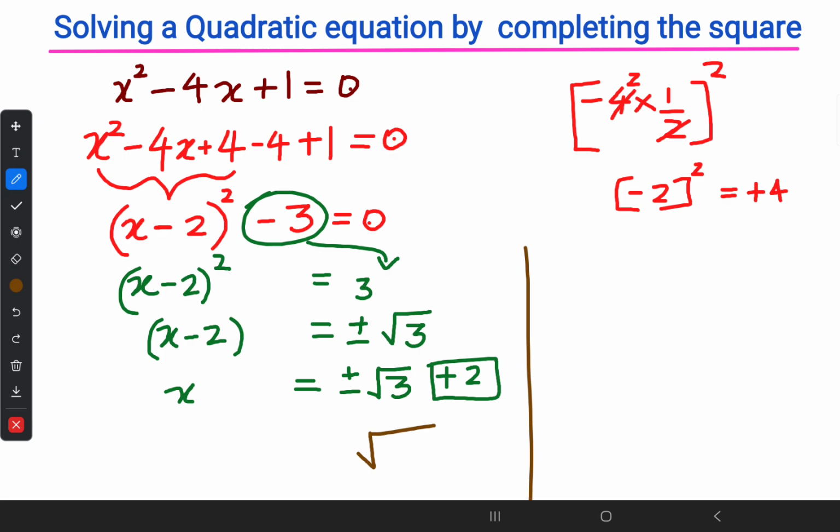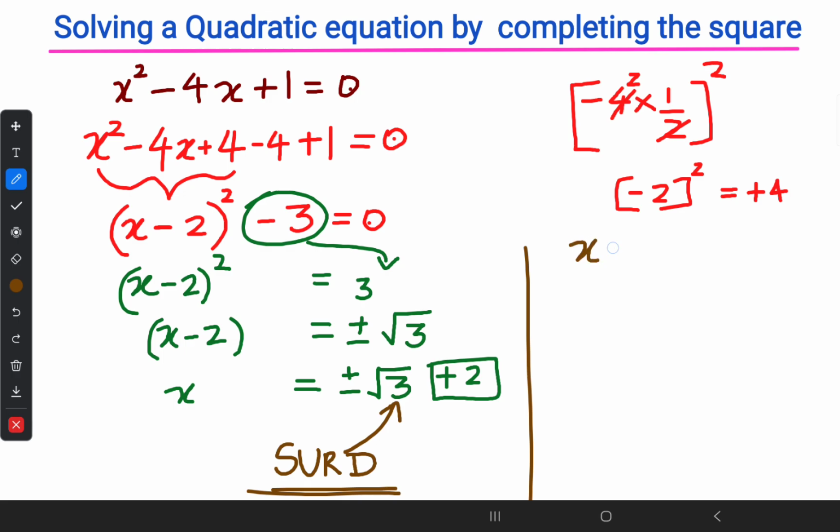Those are non-square numbers. If those numbers have a square root, it is called a surd. Okay, it is named a surd. I think you are familiar with this name already. It is called a surd. This is a non-square number having a square root. Now let's come to the next one.